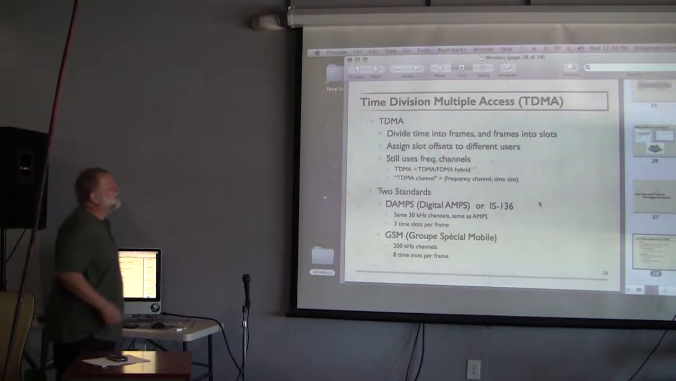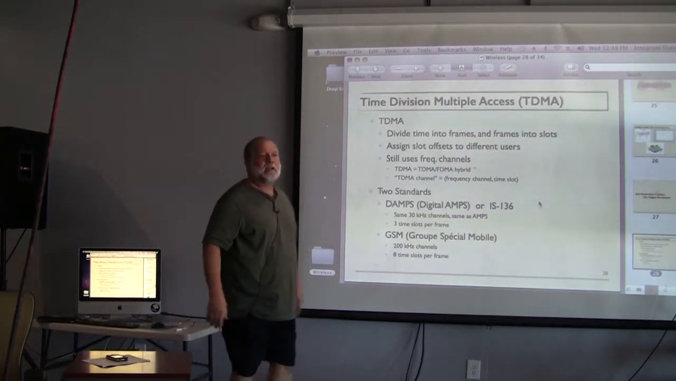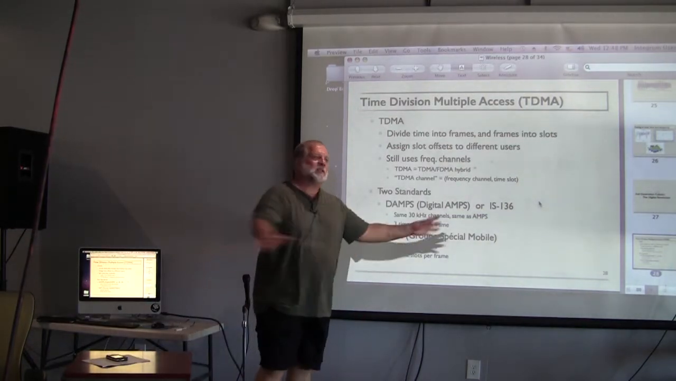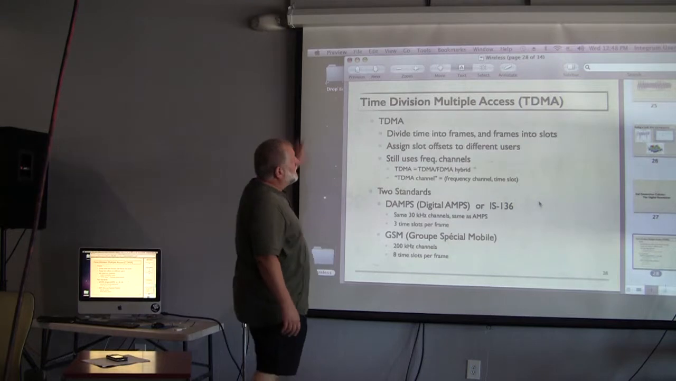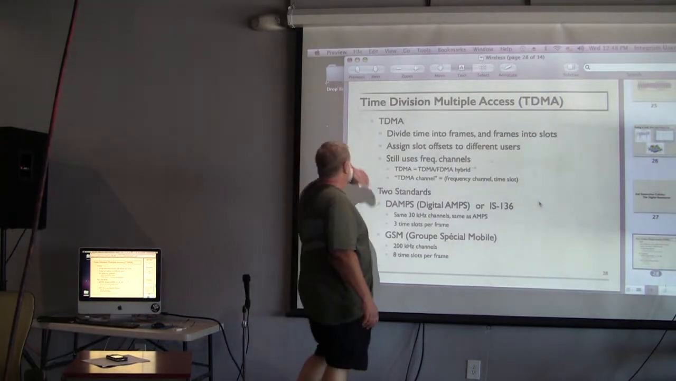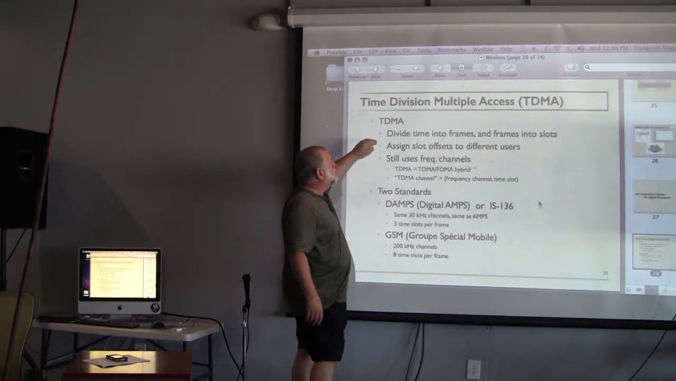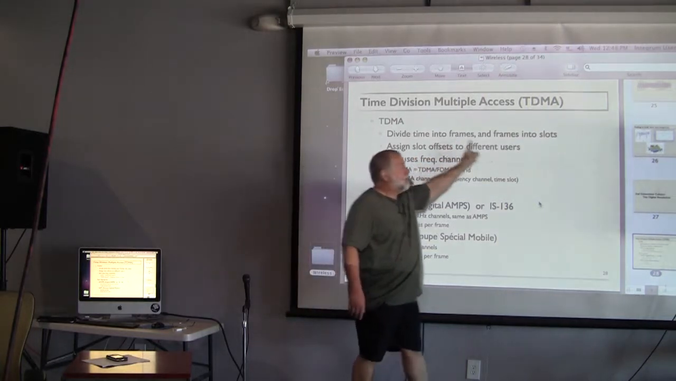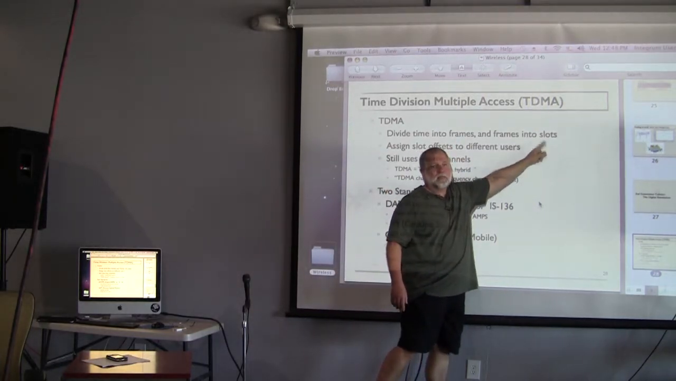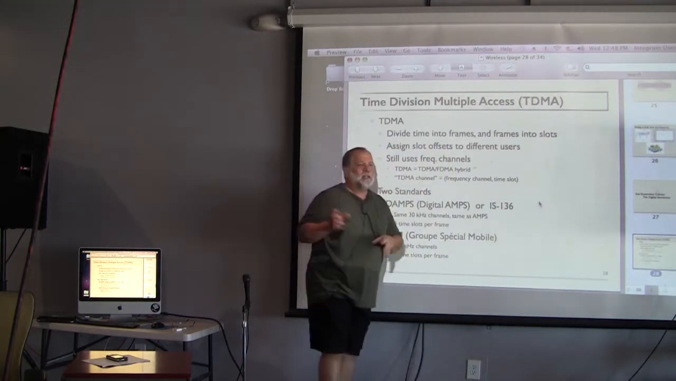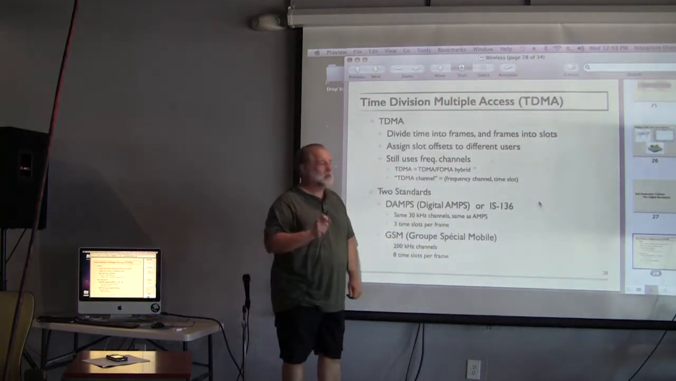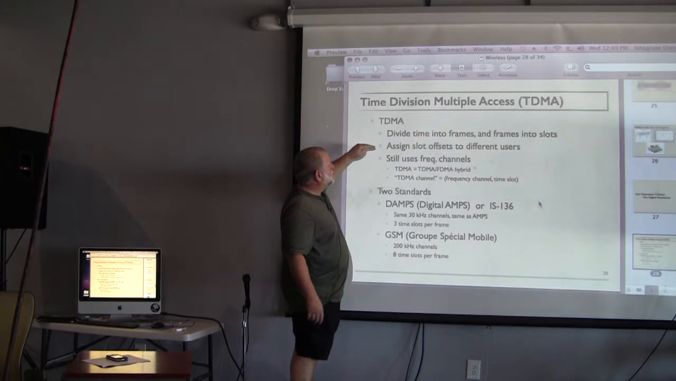So the first 2G was the introduction of all digital, using all the stuff I've just been talking about. Time division multiple access, TDMA. You take time and you divide it into frames, and you divide frames into slots, and then you assign users time slots.